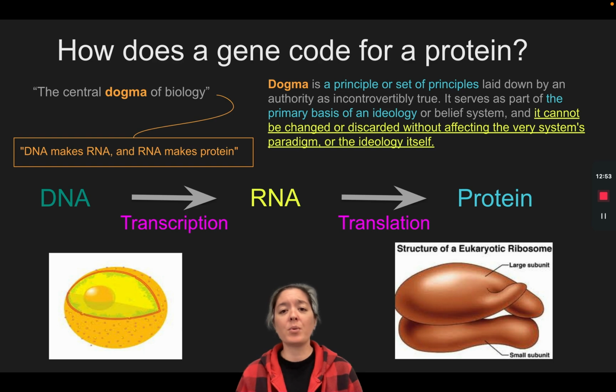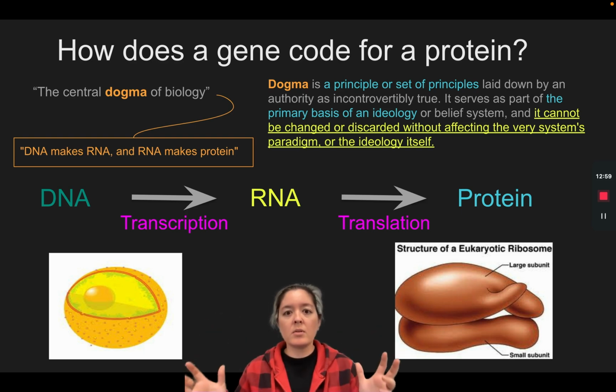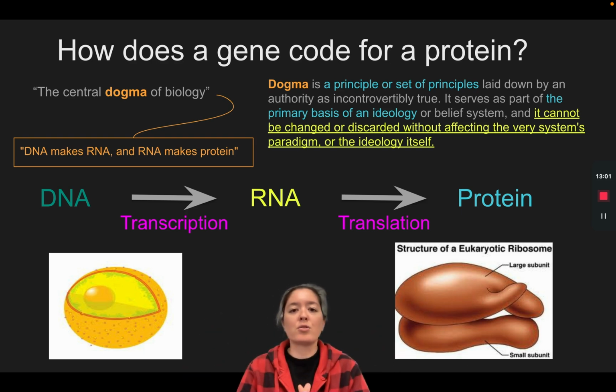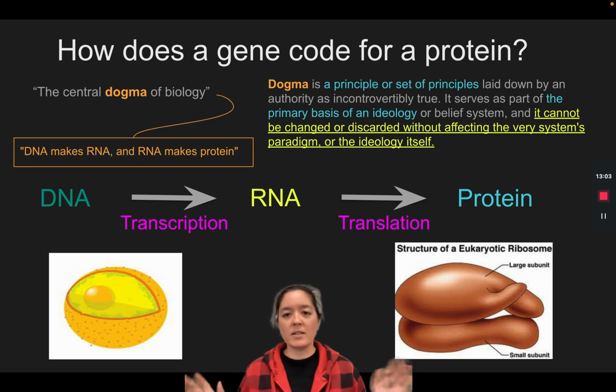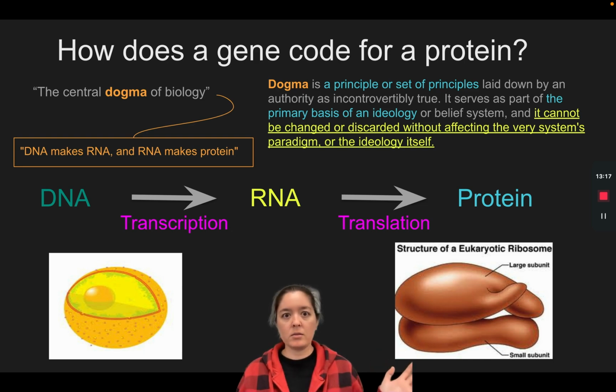A dogma is a principle or set of principles laid down by an authority. So like the big science people say is incontrovertibly true. So true without a doubt. This is a primary basis of biology. We can't change this. We can't throw it away. Without this process of protein synthesis, biology is nothing.